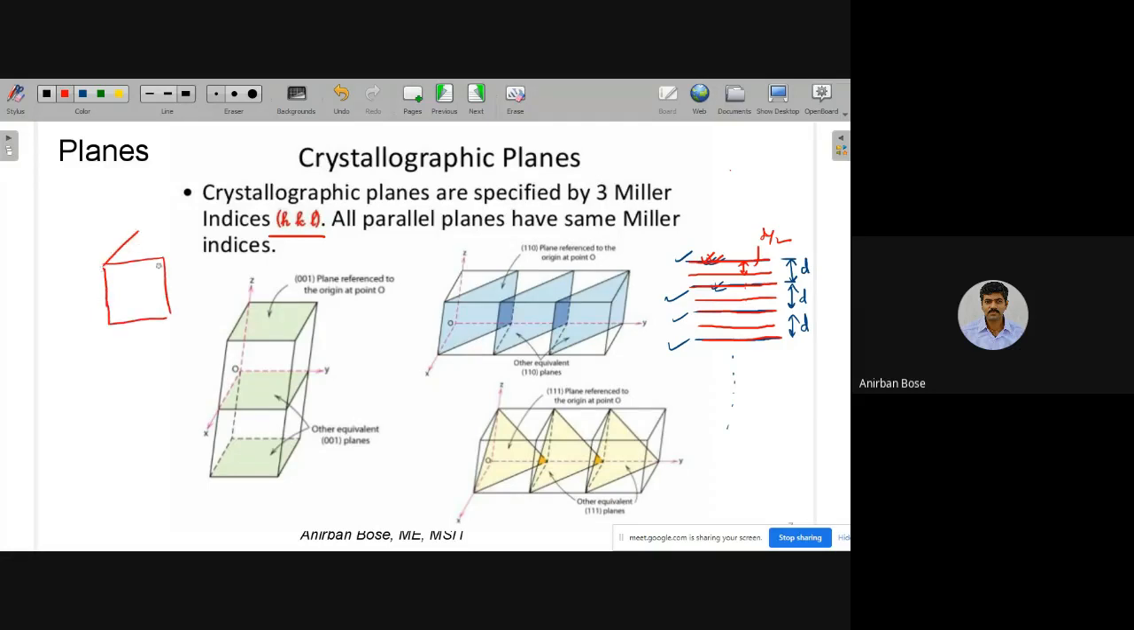So if I tell you to draw a plane in a unit cell, remember, if I tell you to draw a plane, then what will you do? There is no meaning of drawing a single plane represented by Miller indices. So minimum how many planes do you have to draw to represent that this is the Miller indices of a set of planes?